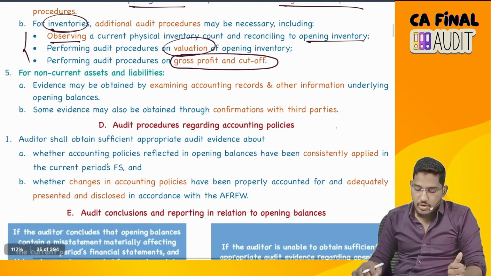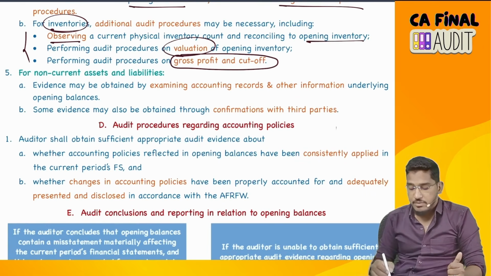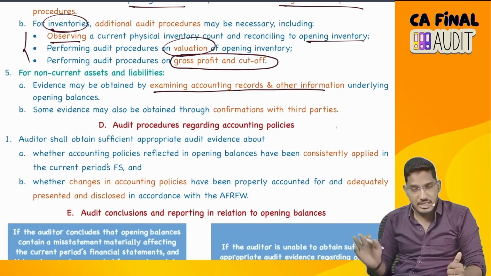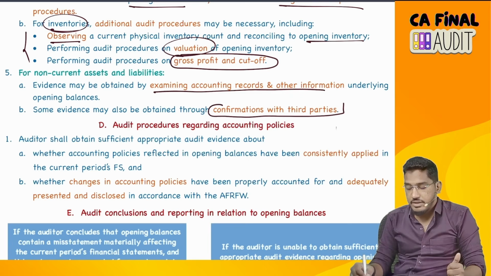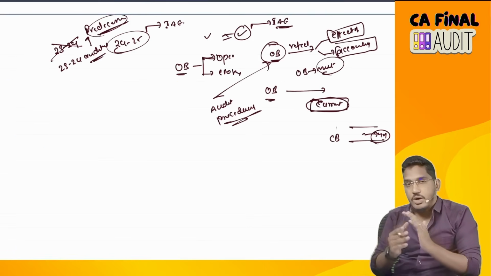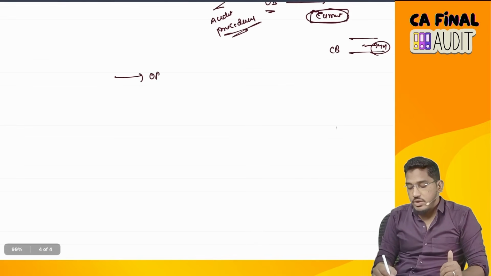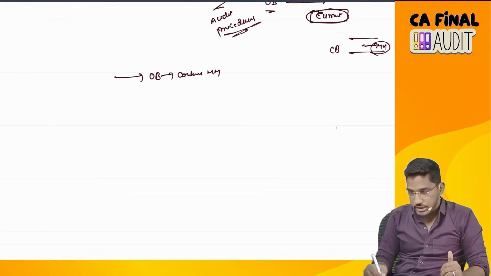And for non-current assets and liabilities, for those opening balances, the procedure you have to perform is examining accounting records and other information. That is the only thing which you can do, and even if required, you can get confirmation from third parties as well. So whatever it is, we will perform all the procedures we have read now to obtain audit evidence whether opening balances contain a material misstatement or not.